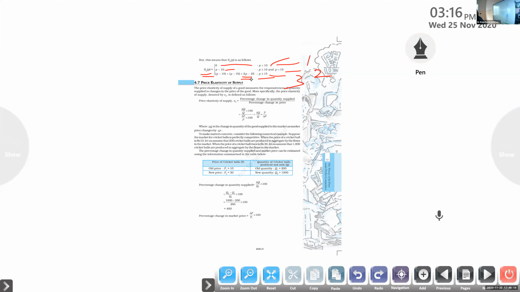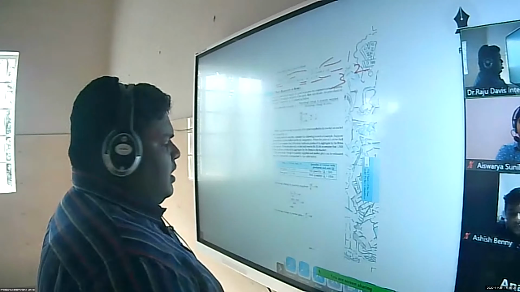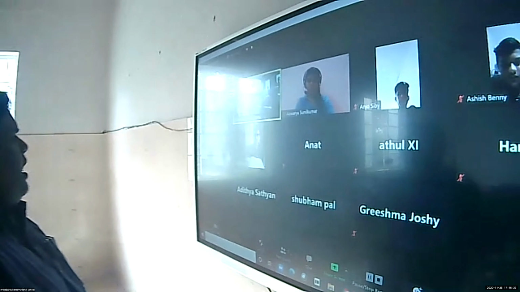Clear? This is an example, just understand it properly. We want to do the calculations, and a number of calculations are there in your NCERT textbook, so you want to understand the basic idea. Is that clear? Everyone, is this idea clear? Aparna? Yes, sir. Fine.